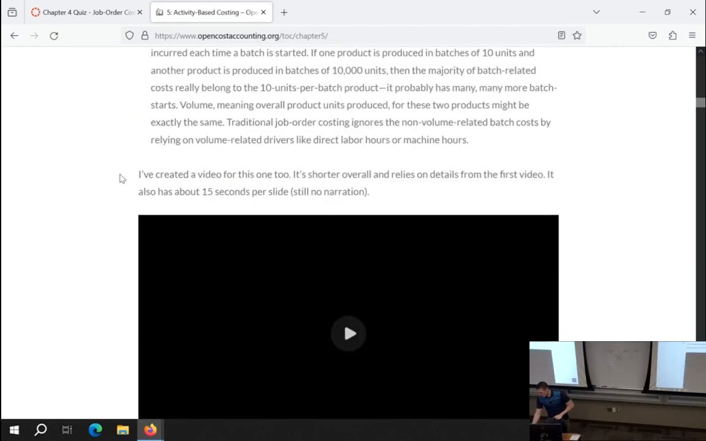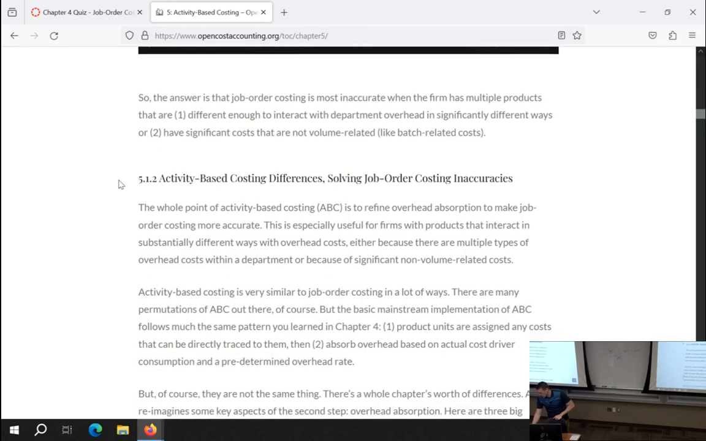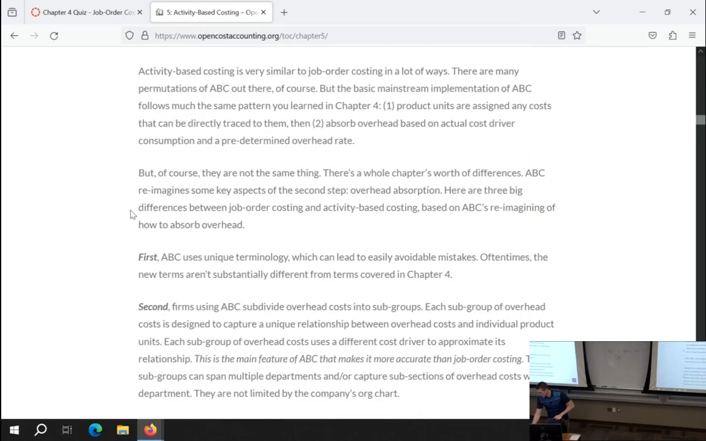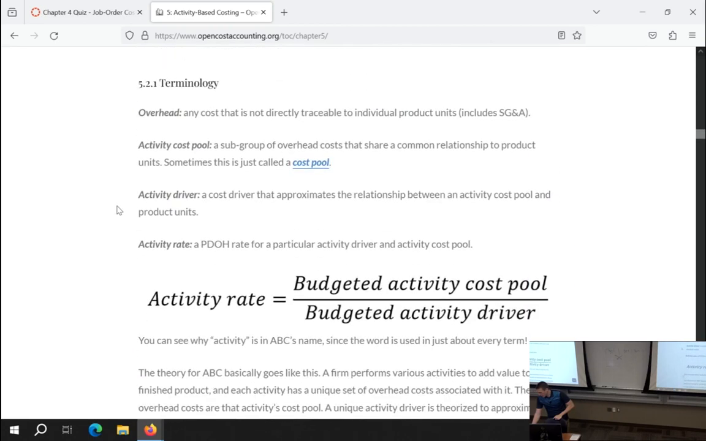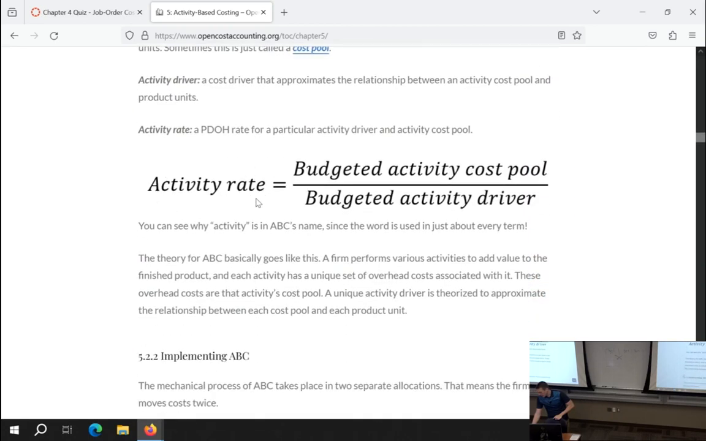All right, I'm going to skip over my examples up here, which are just, you know, life-changing. But that's not what you came here for. Let's talk about activity-based costing. And this activity rate equation looks suspiciously like the job order costing equation of budgeted overhead over budgeted driver. We got this word activity in there. So it's the same thing in the end. It's what we're doing. Some differences.